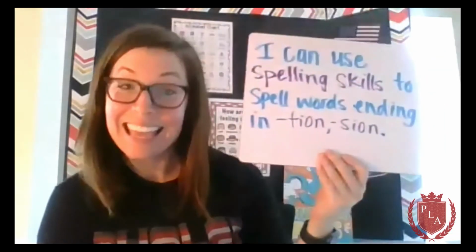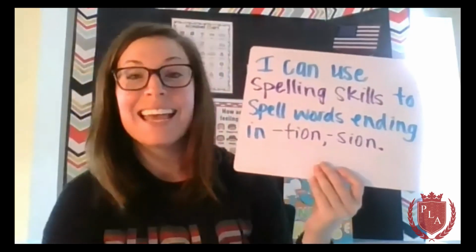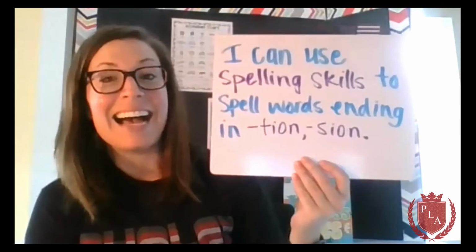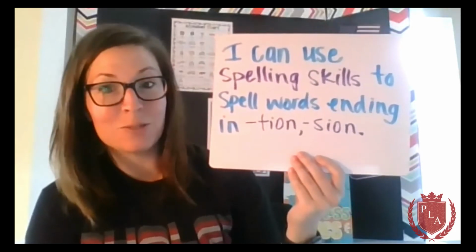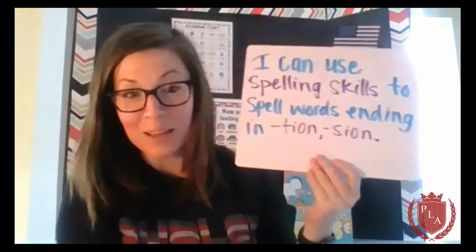I am so excited today to get to teach you fourth graders a lesson on spelling. Today we will practice how to spell different words using two different suffix endings, tion and sion. By the end of our lesson, you will be able to spell words using these two endings. Our I can statement is, I can use spelling skills to spell words ending in tion and sion. Are you ready? Let's get started.